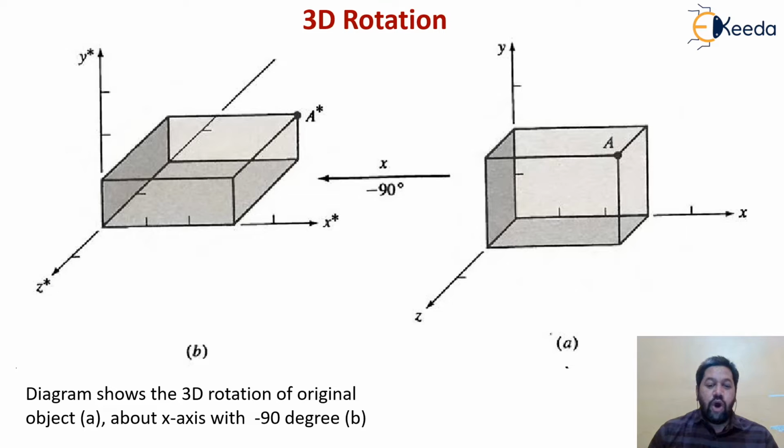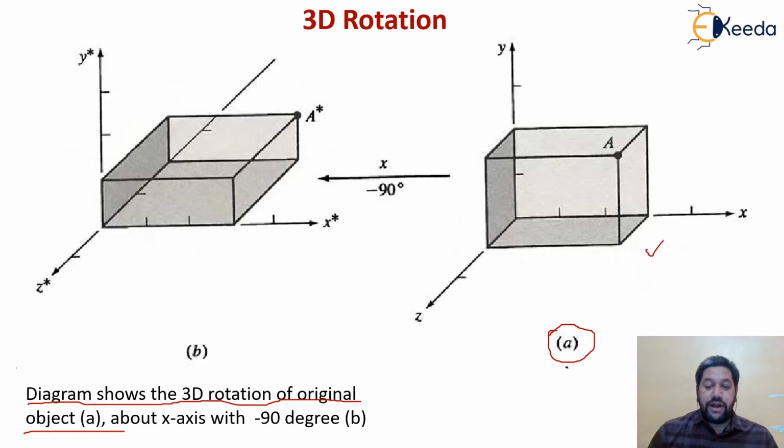See, this is what I'm going to consider here. The diagram shows the 3D rotation of original object A. Getting me? See what I have shown, this was my original object A. I think now it will be easier for you to understand, because a transformation matrix can be easily represented in the form of A, B, C, D, E, F, G. I think we have seen this already.